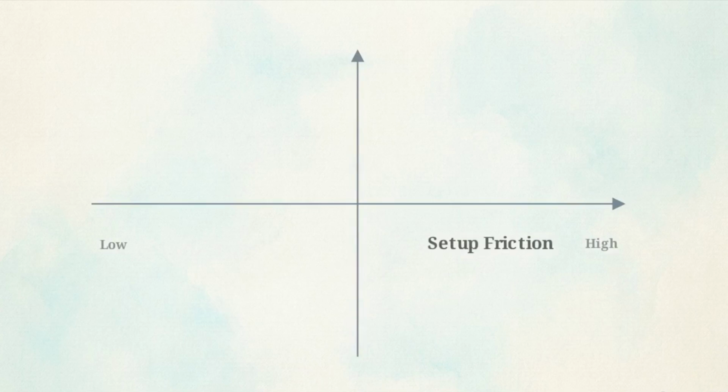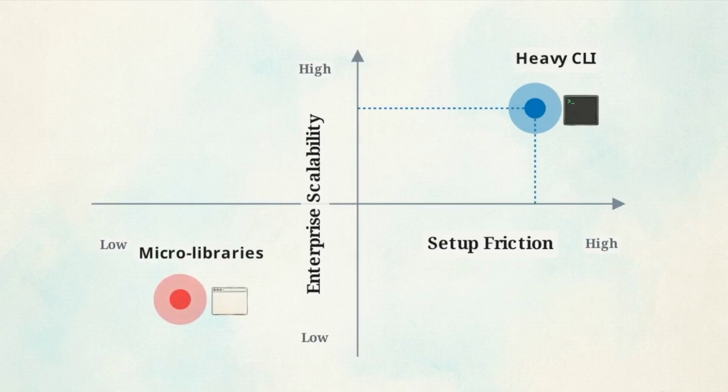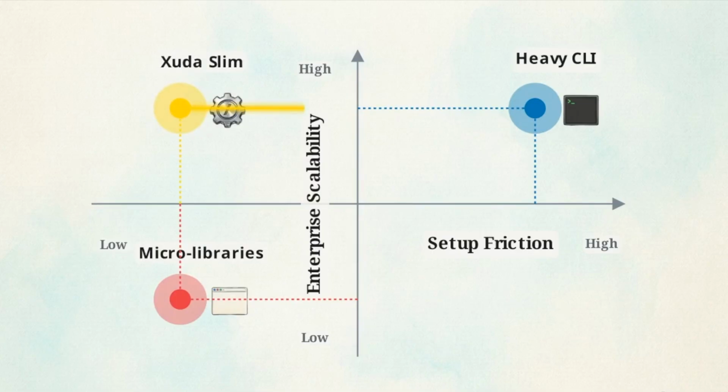platform. To see where this fits, look at this chart mapping setup friction on the horizontal axis against enterprise scalability on the vertical axis. Your heavy CLI environments sit firmly in the top right. They scale beautifully, but demand heavy initial investment. Traditional microlibraries and drop-in scripts fall into the bottom left. You start fast, but you sacrifice scale. Xuda Slim drops right into the empty top left quadrant. You get immediate time to value without giving up the enterprise scalability you'll need later.